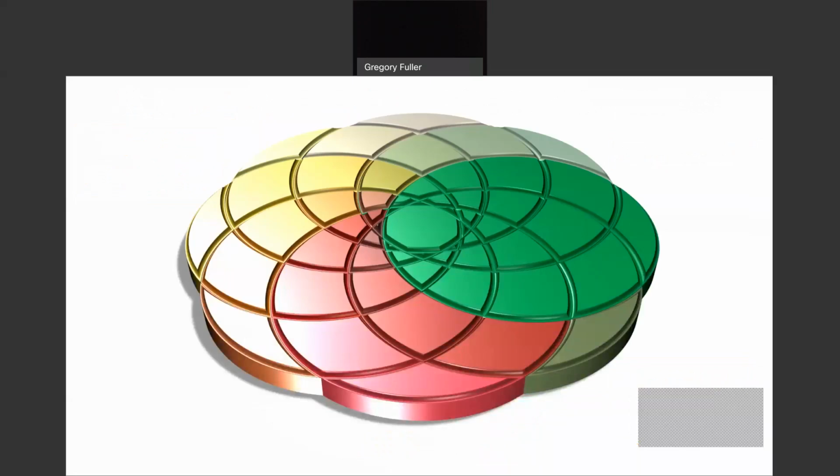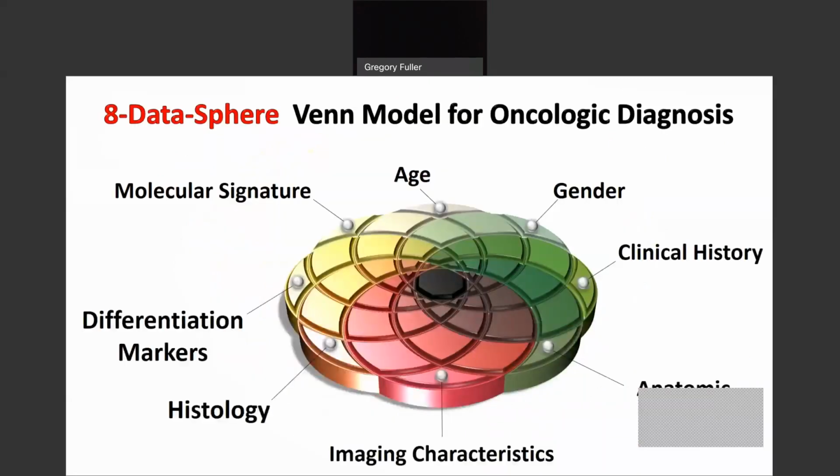All right, let's make it bigger. The way it should be, it's actually 8 spheres. I've just shown one in green, a full sphere. Overlap the 8 data spheres. That will give you the diagnosis in most cases. The diagnosis is in the octagon. I like the octagon as a metaphor for MMA, mixed martial arts, in the octagon, the cage. That's where we do battle every day as diagnostic radiologists, oncologic neuropathologists. All right, and so this is the 8-sphere Venn diagram model of diagnosis. I created it. If you use it, pay me $10 or something, okay? Honor system. Age, gender, clinical history, anatomic location, imaging characteristics, histology, differentiating markers, molecular signature.